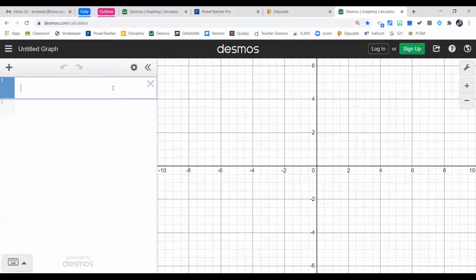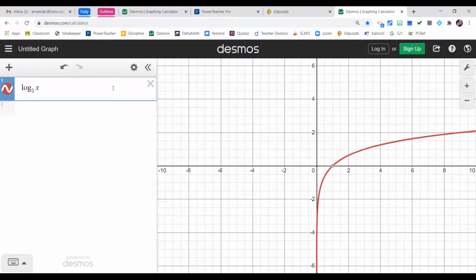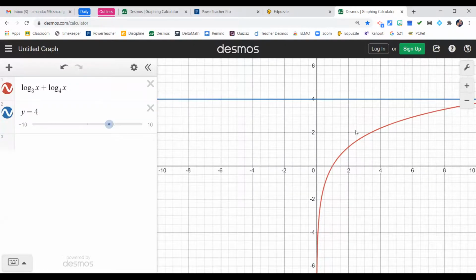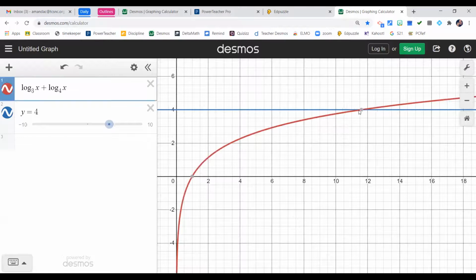So this equation, we have the log base 3 of x plus the log base 4 of x. So you're going to put the left side in for y1 if you have your calculator or in one equation. And you'll put the right side in. And you'll have to do y equals 4 on Desmos. And then you're just going to see where they intersect, which is beautiful right there at 11.607.